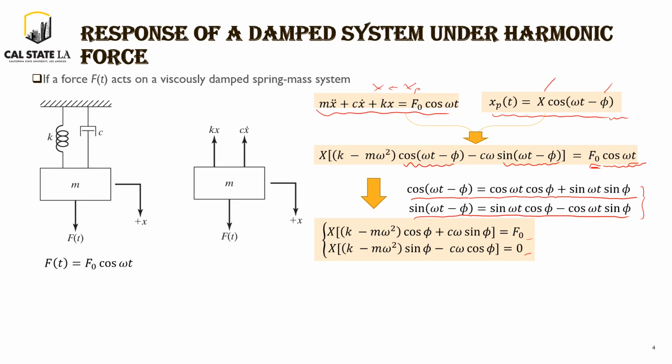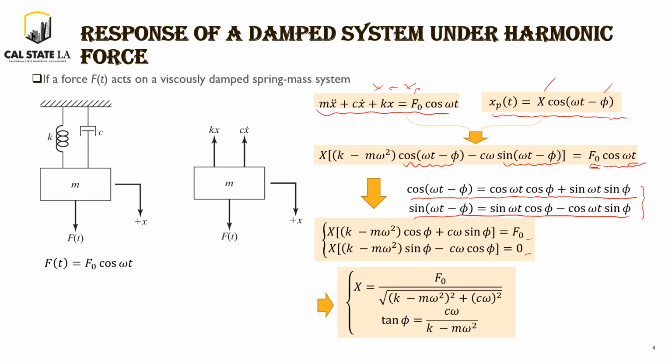Then from here, we can further solve for capital X and also the phase angle. So let's look at the equations. The first equation is X times some coefficient cosine phi plus something times sine phi. And the second equation is X times sine phi minus c omega times cosine phi. If we use the square root of the first equation squared plus the second equation squared, this is our first equation, and this will be our second equation.